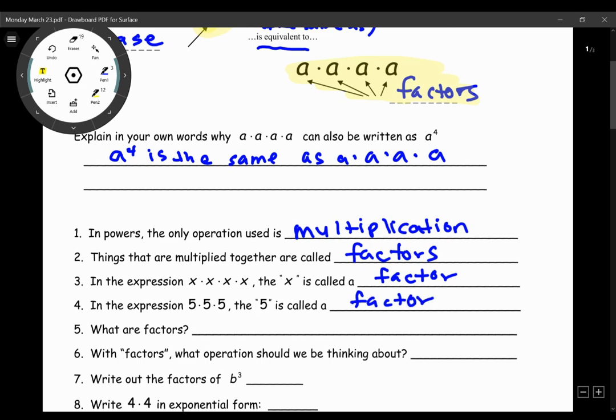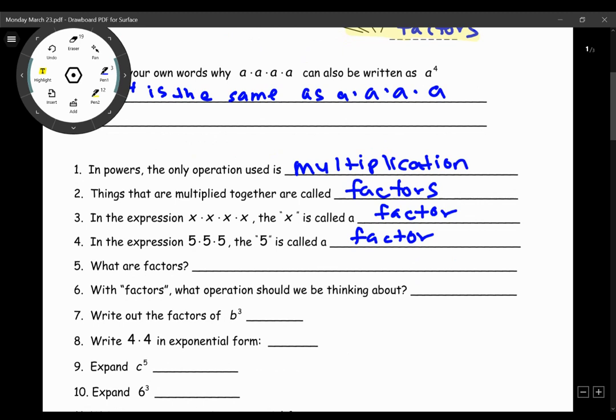So now, what are factors? So we just learned that a factor could be a variable, meaning a letter, or number multiplied together. Okay, so moving on to question number 6. With factors, what operation should we be thinking about? Well, the only operation we've ever talked about right now is multiplication.